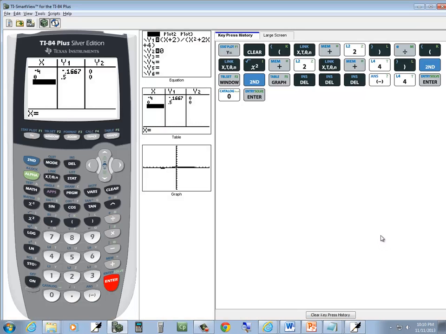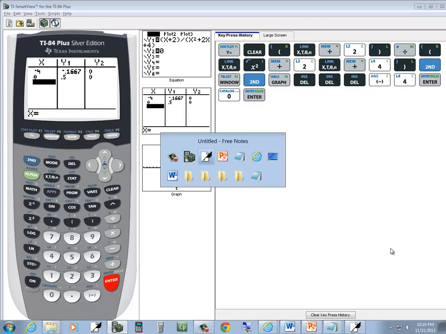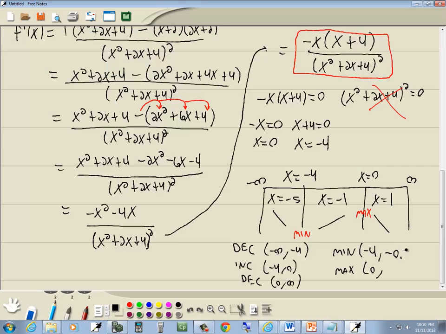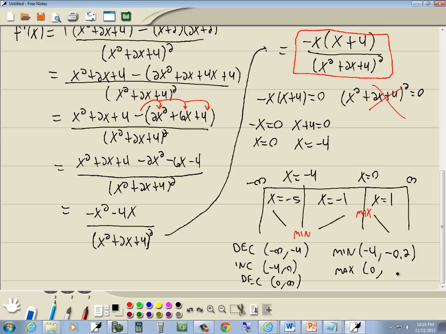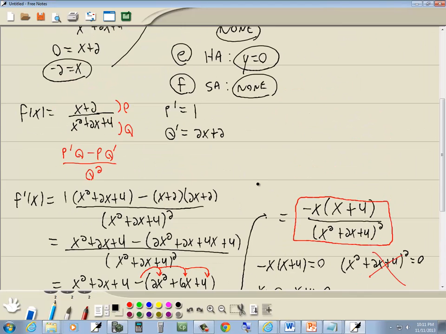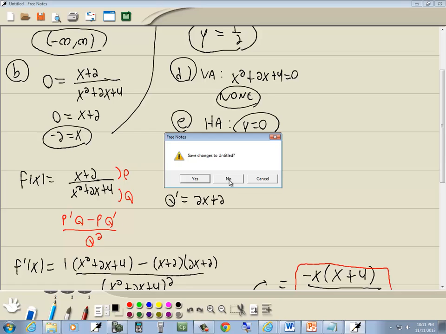So our min is -0.2. Probably not going to benefit you a whole lot to go more in one decimal place. And the other one is 0.5. So let me write those down. Min is -4, -0.2. And our max is 0.5. We're ready to graph that. So I got everything written down, so let me clear that.